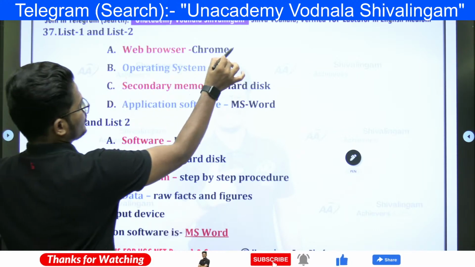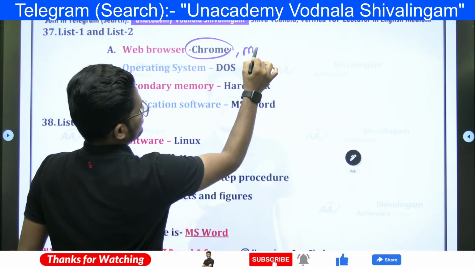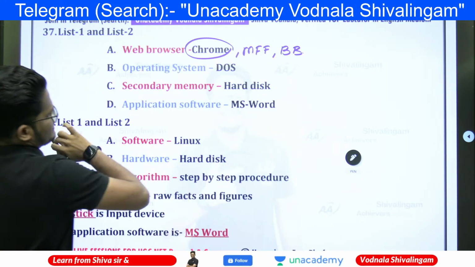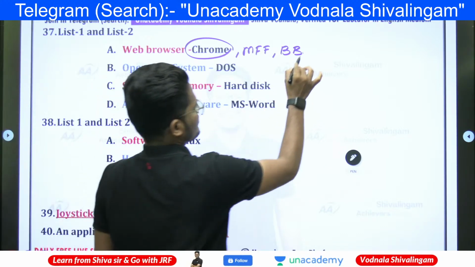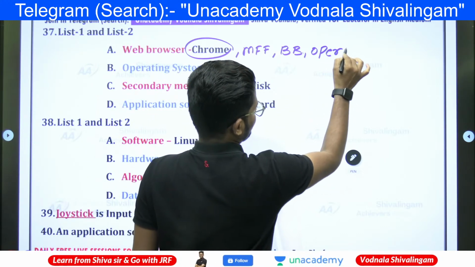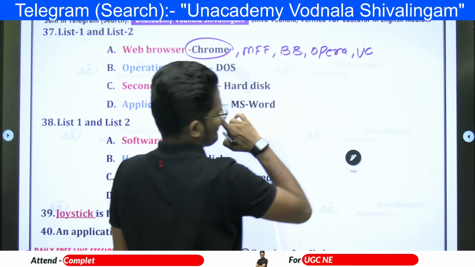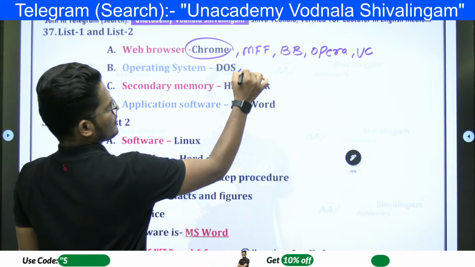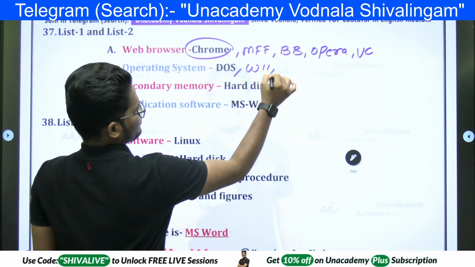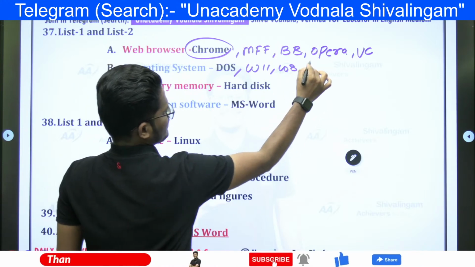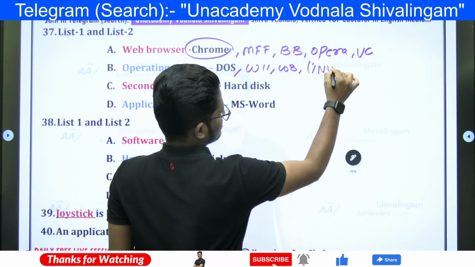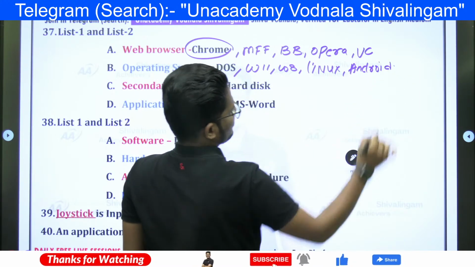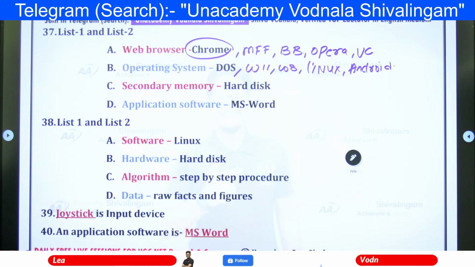Web browsers: Chrome is a web browser, Mozilla Firefox, Baidu browser, even Opera and UC Browser, various things are there. And operating systems: DOS, MS-DOS, Windows 11, Windows 8, even Linux, Android, all these are there.